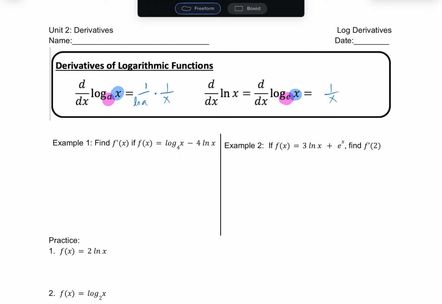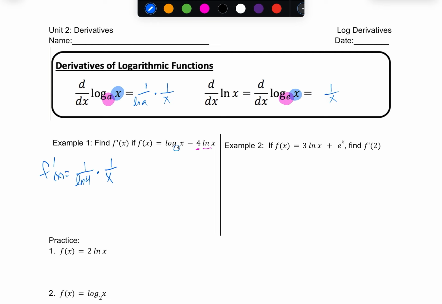All right, let's take a look at a couple examples, and then we'll get you guys working on this. So the first one here, it says we want to find f prime if f of x equals the log base 4 of x minus 4 natural log of x. Now keep in mind, this is just a coefficient to the natural log of x, so it'll stay in front. So the derivative of this function, f prime of x, is equal to 1 over the natural log of 4 times, right, we took care of the base, now times 1 over whatever's inside of the logarithm.